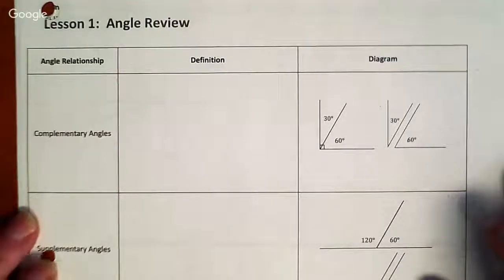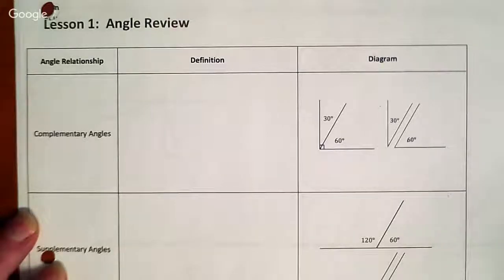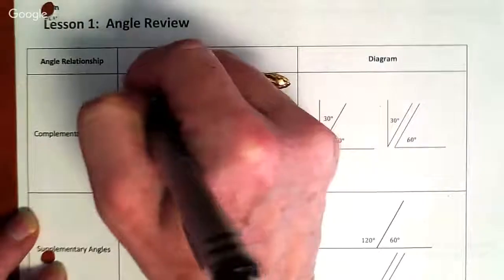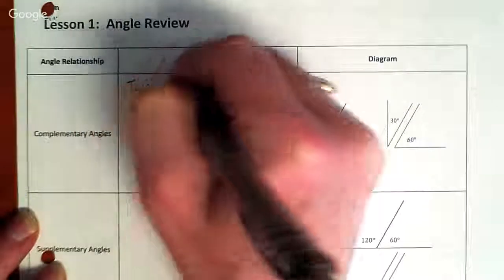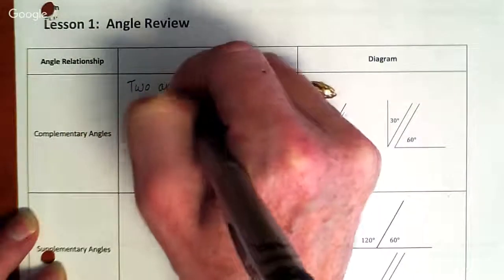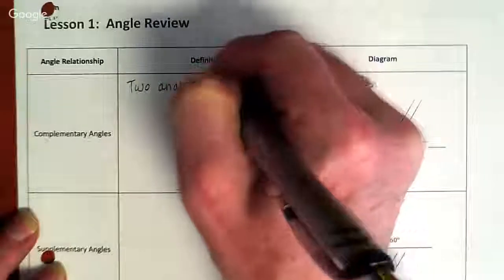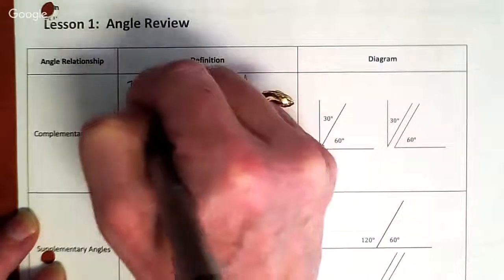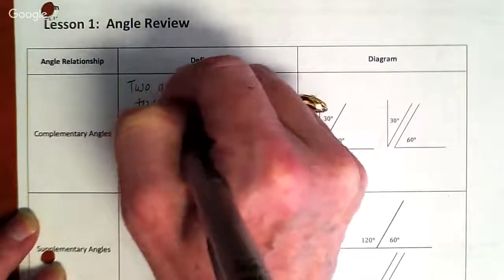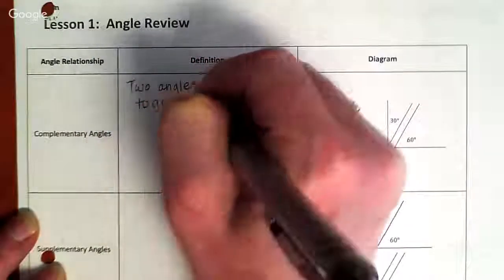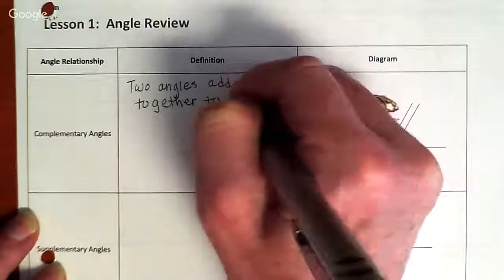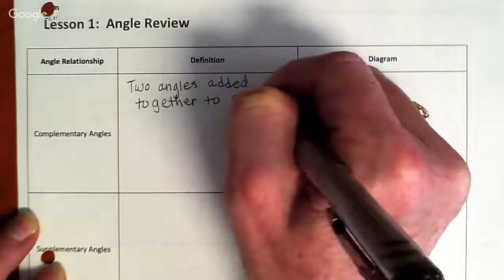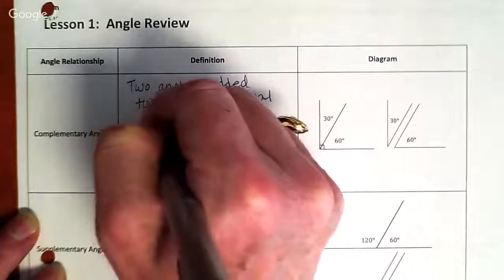This is lesson 1, angle review. For our definitions, our complementary angles are two angles added together to equal 90 degrees.